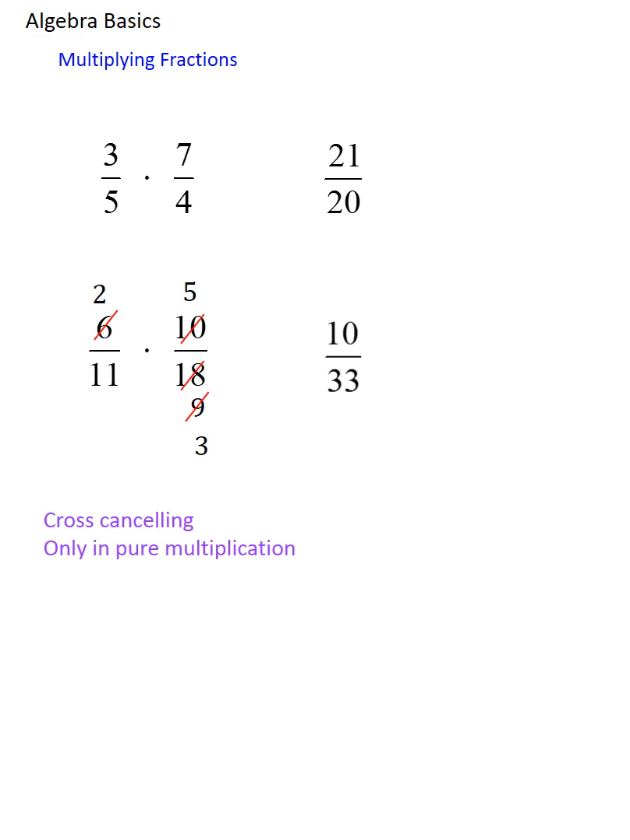It's worth noting that this so-called cross-canceling trick is only valid in a pure multiplication, fraction times fraction. If there's any addition or subtraction in these problems and it's no longer pure multiplication, nothing that I just said about the cancellation of common factors is valid whatsoever.